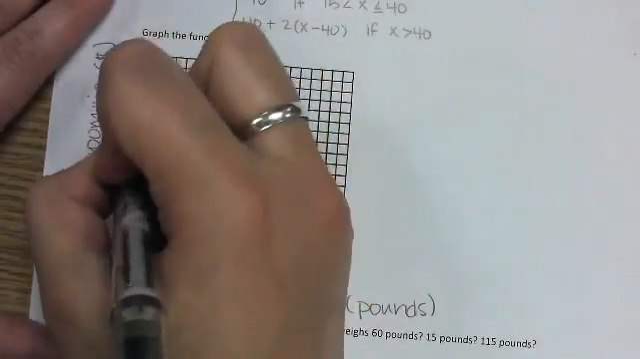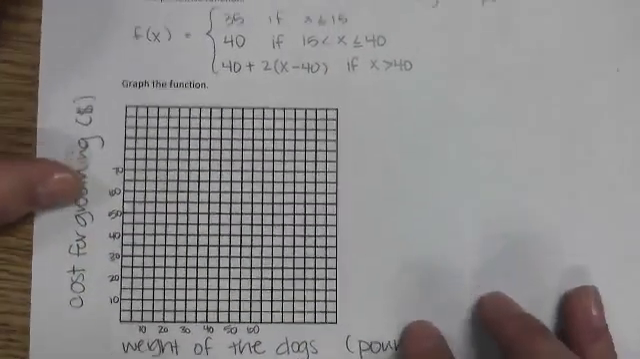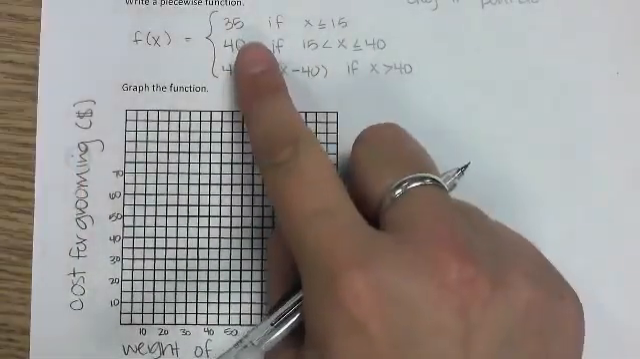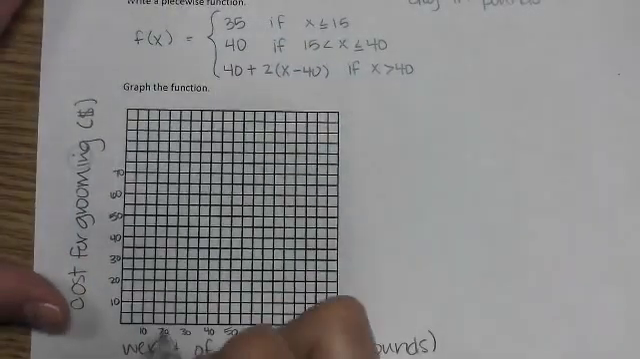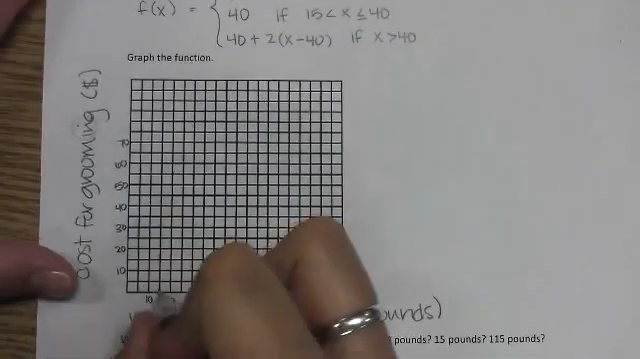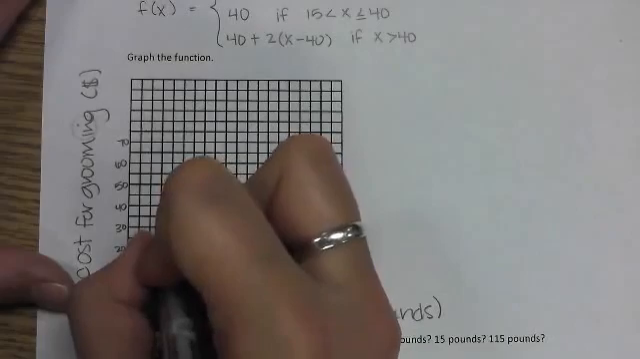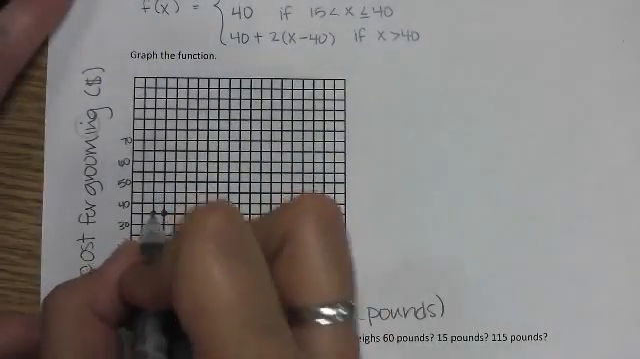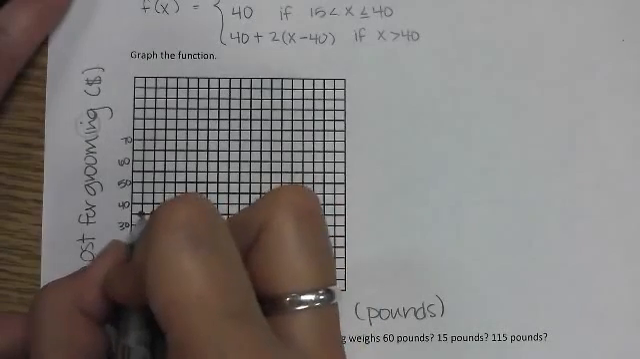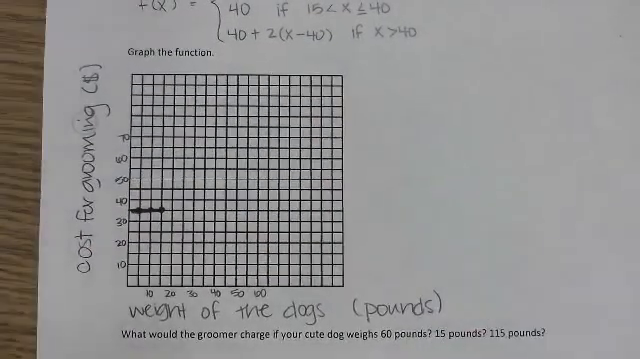Okay. So the first one says $35 exactly if your dog is 15 pounds exactly. So we're going to say here is where our dog is 15 pounds, and up here is $35. So if my dog is 15 pounds, I pay $35. If my dog is 10 pounds, I pay $35. If my dog is 5 pounds, I pay $35. So all of these values in between here, any X value in between there is going to be $35. So we got a horizontal line.